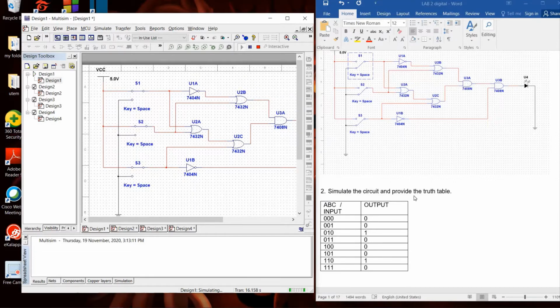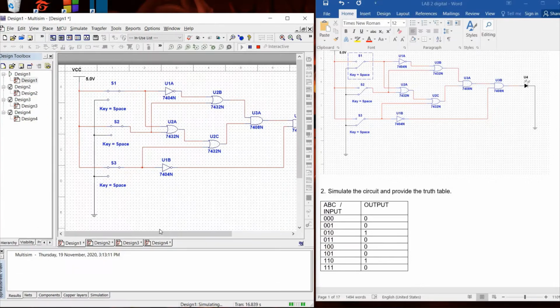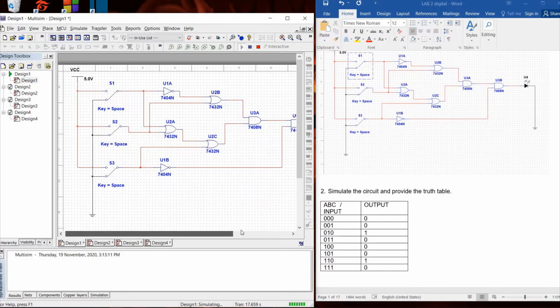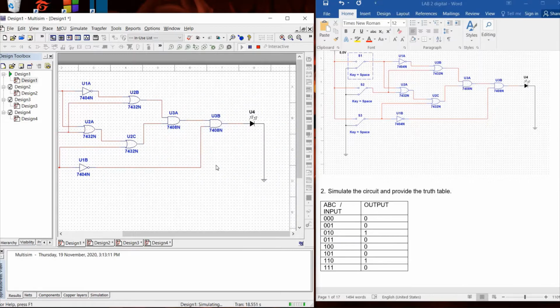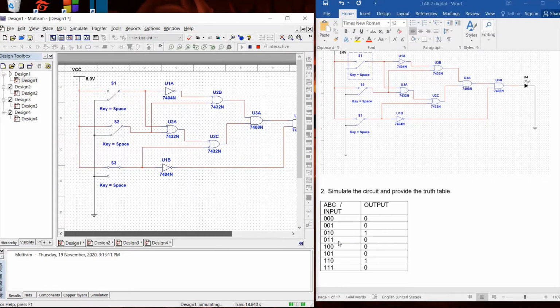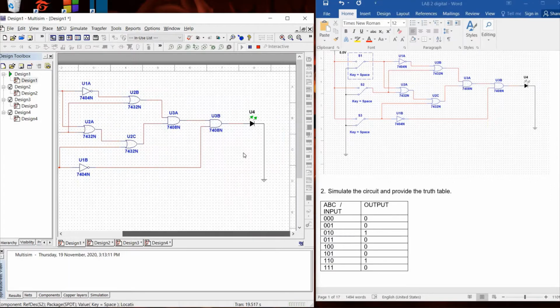Next, simulate the circuit and provide the truth table. This is my circuit in Multisim. To start, the input is 0 0 0, and my output is 0. Second, the input is 0 0 1. The output is also 0. Then the input is 0 1 0. My output is 1.